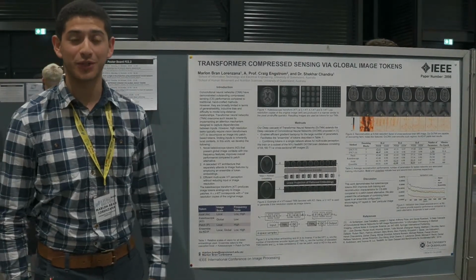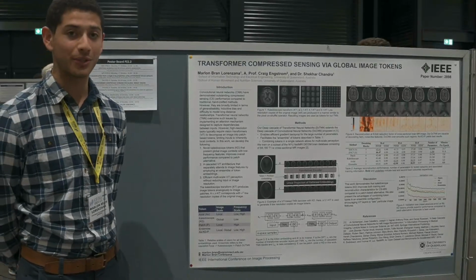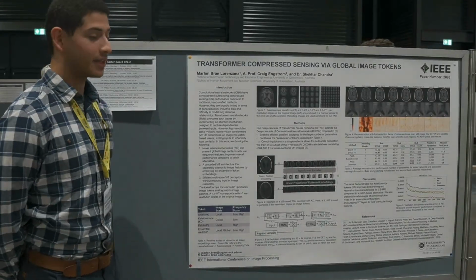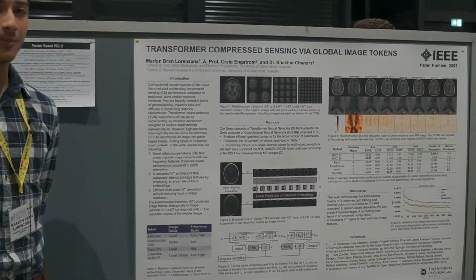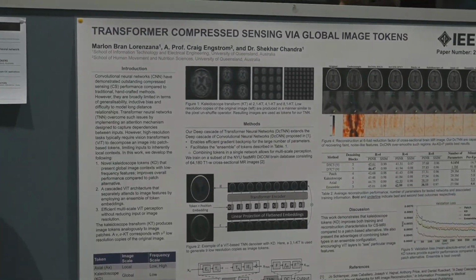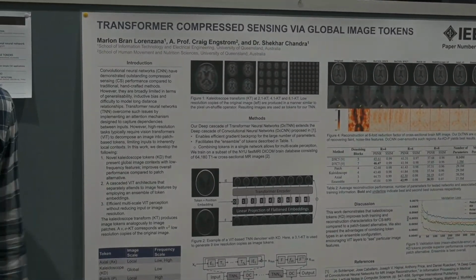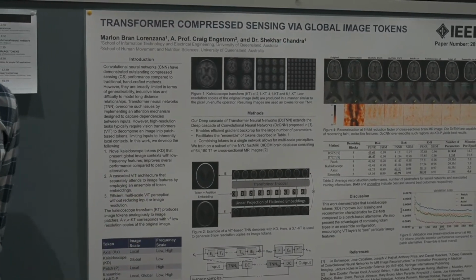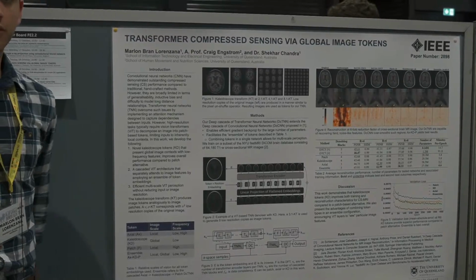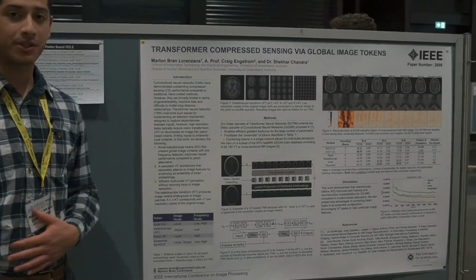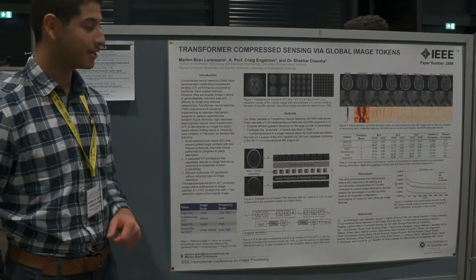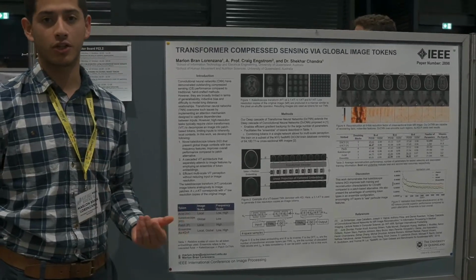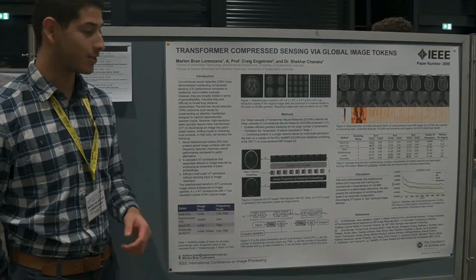I guess I'm going to present my work, transformer compressed sensing via global image tokens. There's a couple novelties here. The ultimate goal wasn't necessarily to beat state-of-the-art for compressed sensing, or at least in this case compressed sensing for MRI, but to show that there's a new token type. My expertise has been with MRI compressed sensing, so it was the application that I chose to demonstrate its performance.